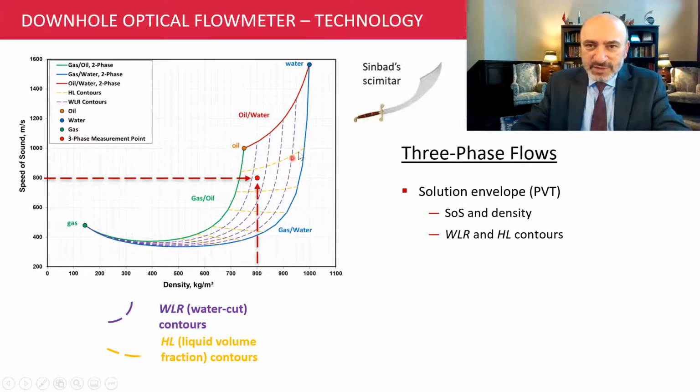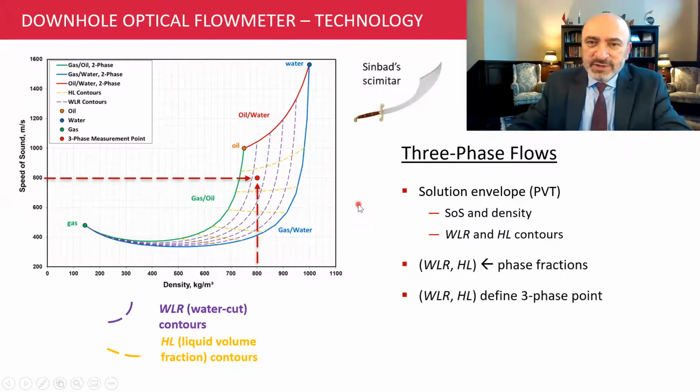The yellow dashed lines are the liquid volume fraction contours. So here, this is 90% liquid and 10% gas. This is 80% liquid, 20% gas, and so on. So why are these important? Because the water cut and the liquid volume fractions are the phase fractions. They define the three-phase point. If I know them, I would completely solve my three-phase flow.